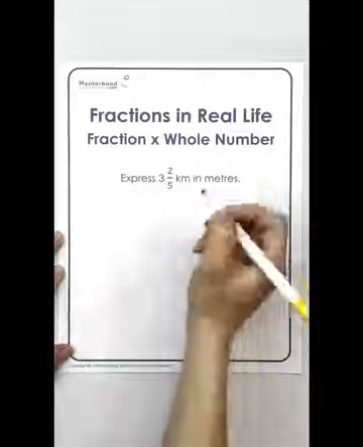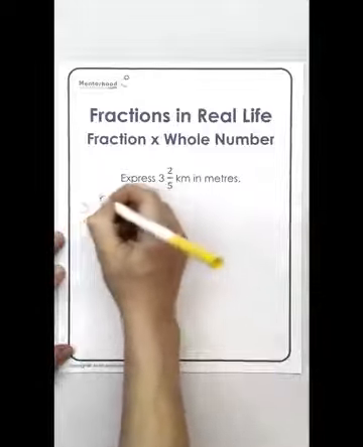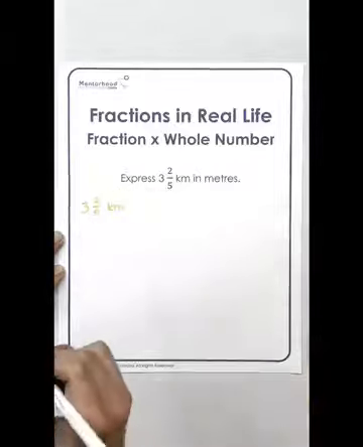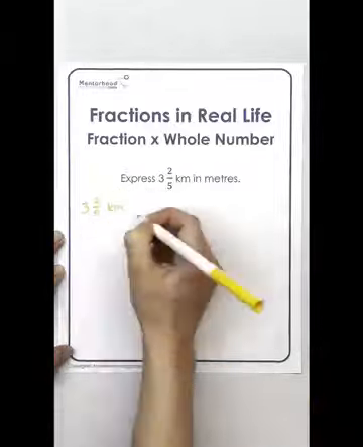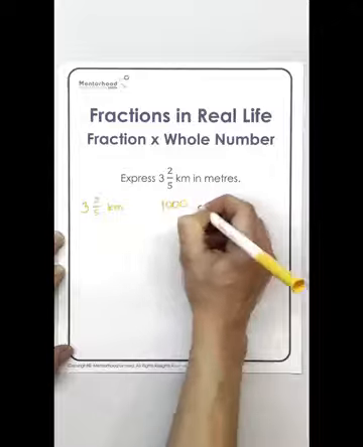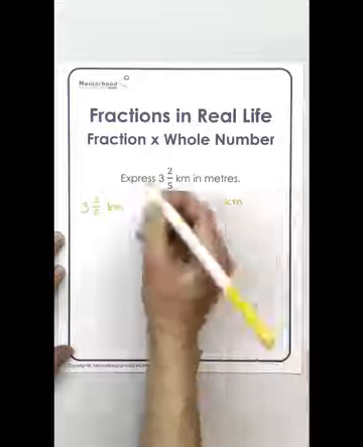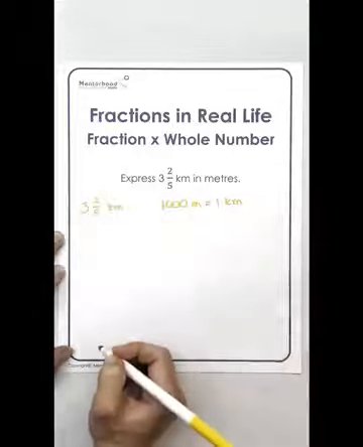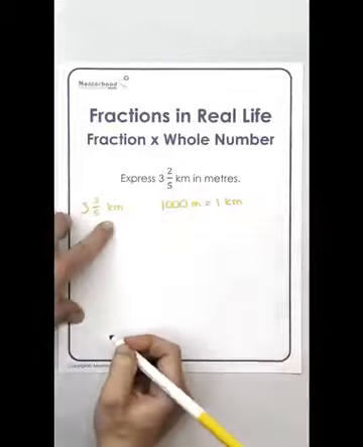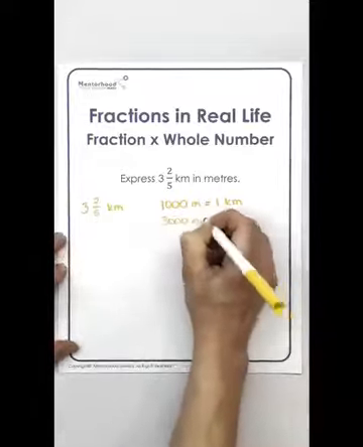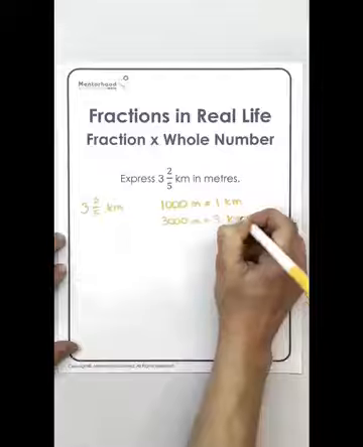Okay, so let's first think about this. 3 2/5 of a kilometer. Now, how many meters is 1 kilometer? 1,000 meters equals 1 kilometer. So let's take my 3 and let's convert that to meters. If I have 3 kilometers, how many meters is that? That would be 3,000 meters. 3,000 meters equals 3 kilometers. Okay, so that part's done.